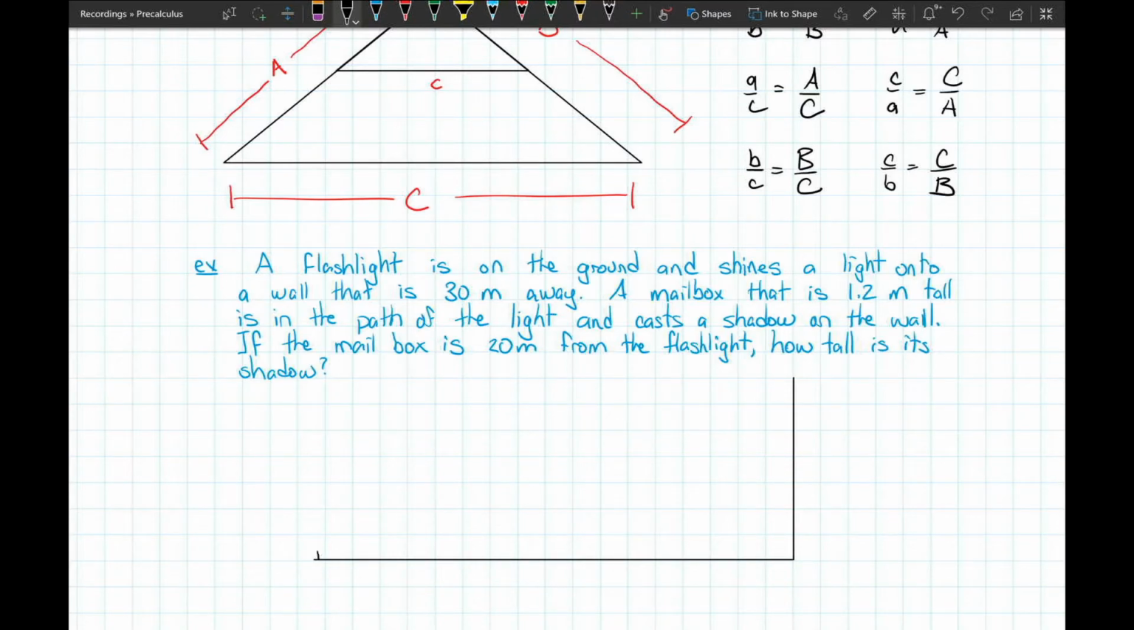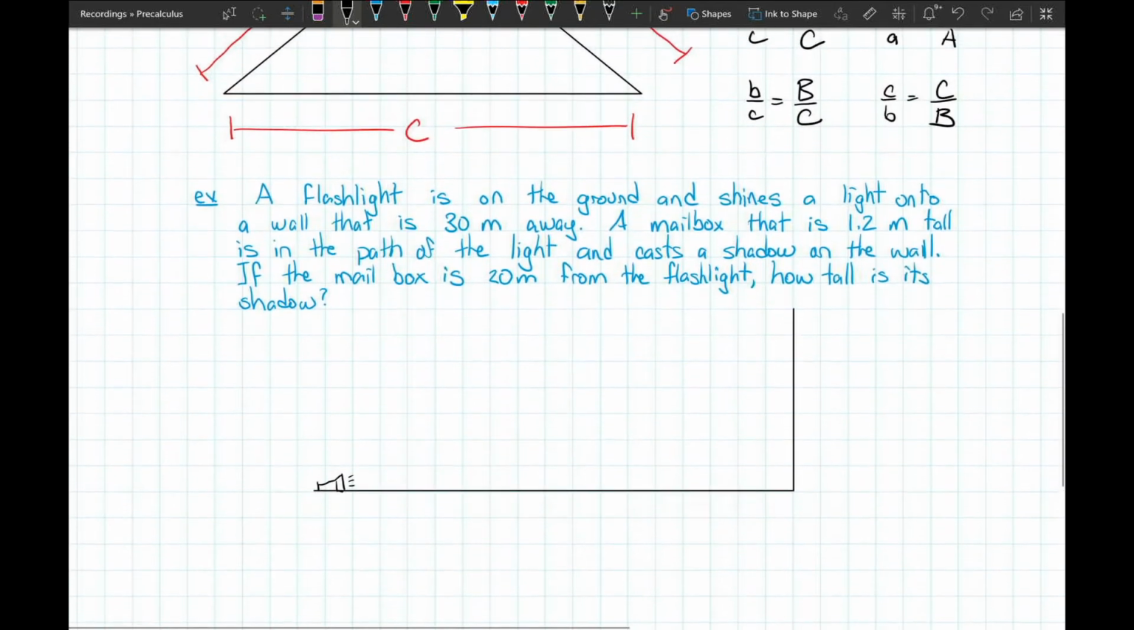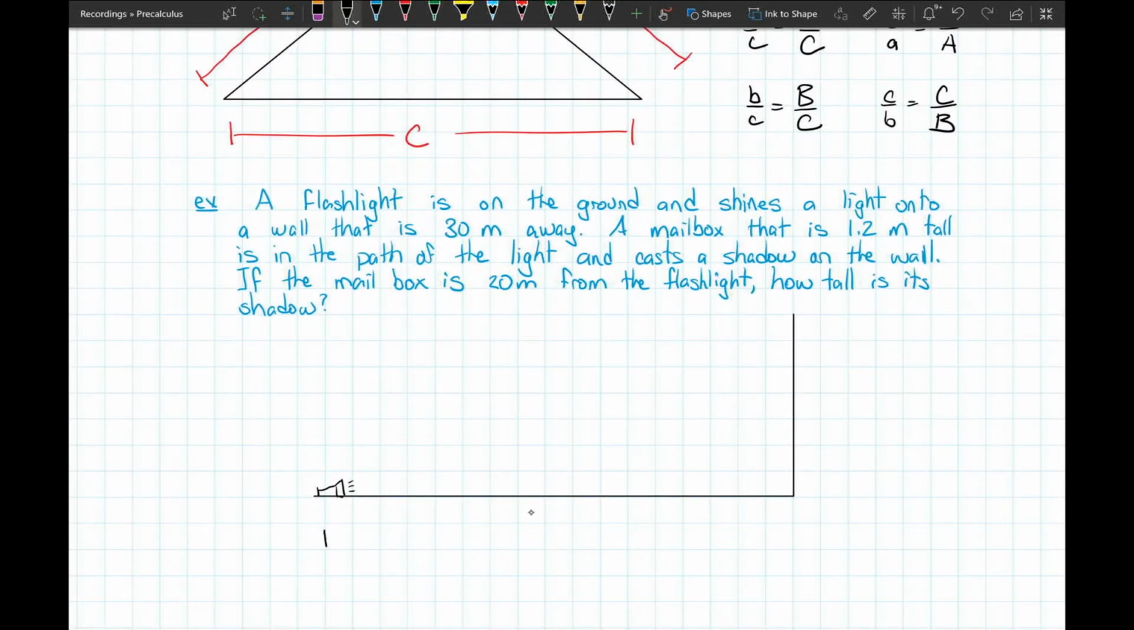I'm going to put mine on the right, and I'm going to place a flashlight here and let it shine out, and make sure I've labeled the distance. It's 30 meters away from the wall. And of course I can highlight that and say I've got that information covered. I don't need to look at it again.